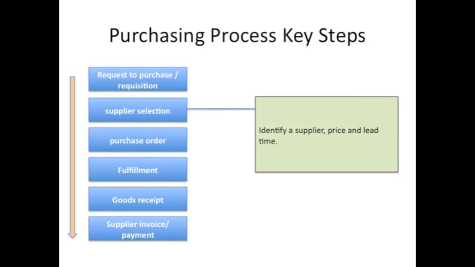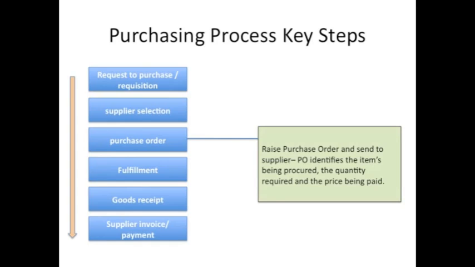Once the need to buy has been identified and approved, the company will then find a supplier where the materials can be procured from. This might take the form of selecting a supplier from an approved supplier list, or selecting a supplier from the marketplace that offers the appropriate price and appropriate lead time.